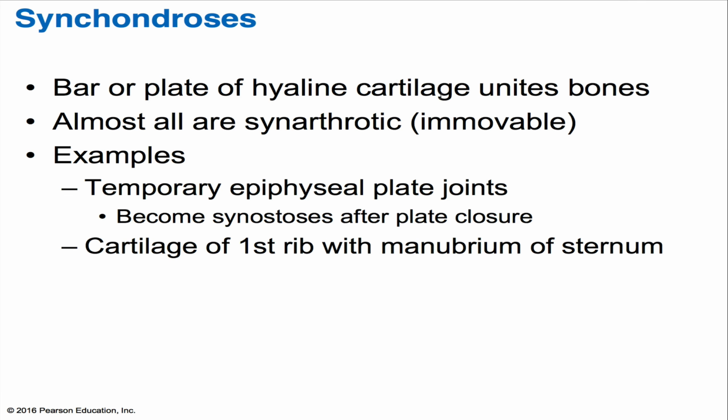Now, just about all joints that are synchondroses are synarthrotic, which means they're not movable. So examples of this would be the temporary joints that we find at the epiphyseal plates in the long bones of children. Eventually, they become synostoses after the plate closes. And additionally, between the manubrium and your first rib, we also find a synchondrosis there.